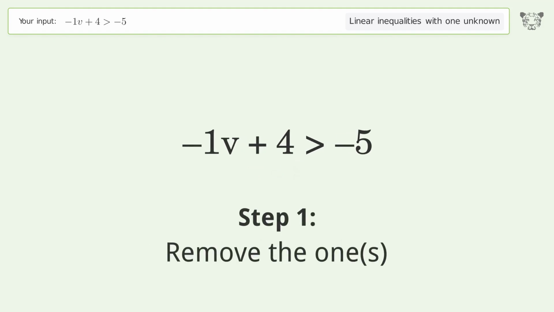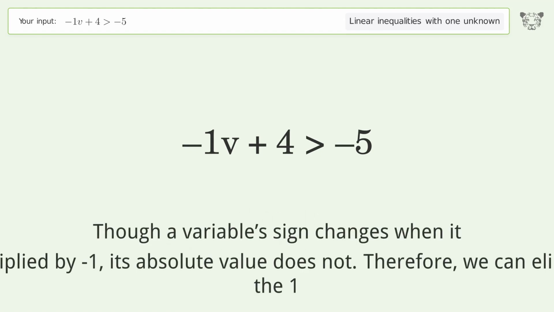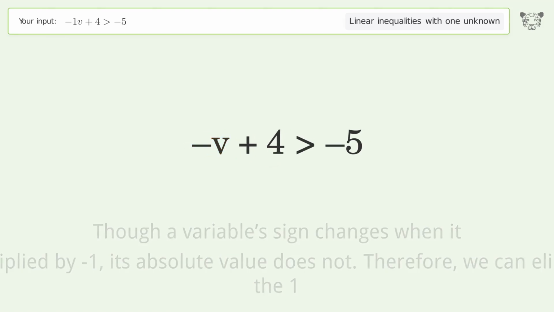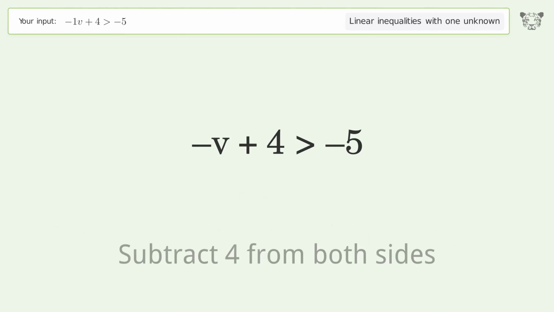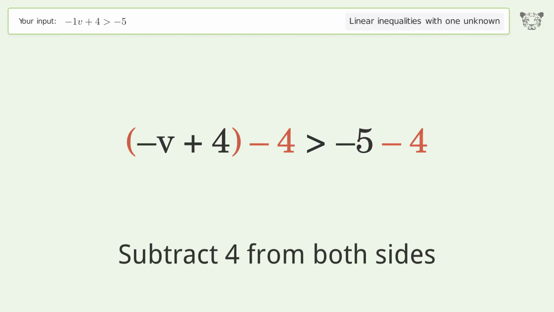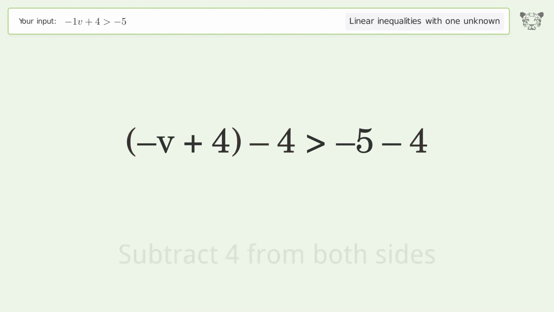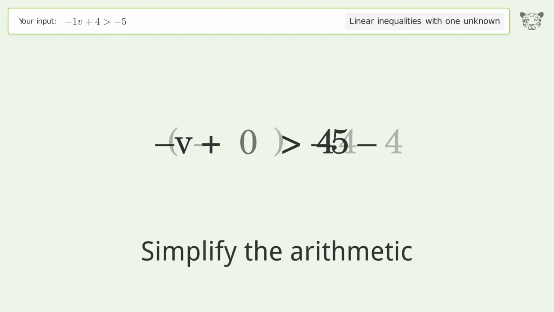Remove the ones. Though a variable sign changes when it is multiplied by -1, its absolute value does not. Therefore, we can eliminate the 1. Group all constants on the right side of the inequality. Subtract 4 from both sides. Simplify the arithmetic.